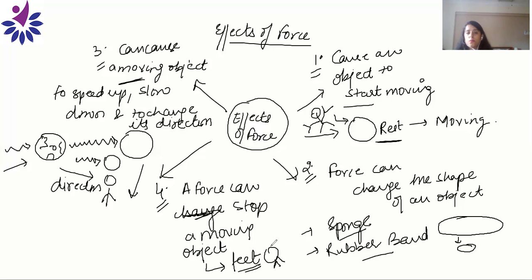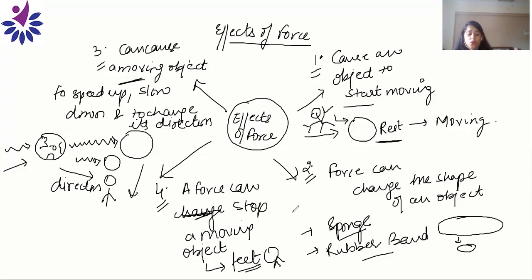So what are the effects of force? First, it can cause an object at rest to start moving. It can change the shape of an object. It can cause a moving object to speed up, slow down, and to change direction. And it can stop a moving object. In the third, it was to speed up, slow down, and to change its direction, but not to stop. In the fourth effect, it can stop the moving object also.